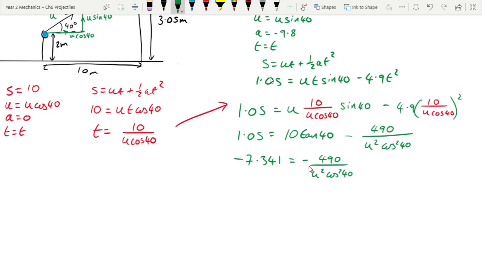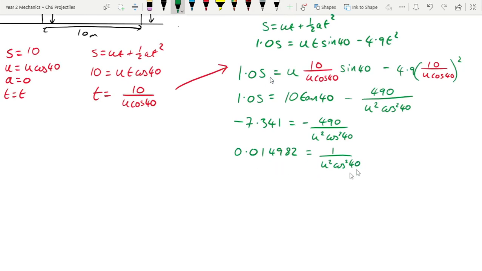Then what I'm going to do is divide both sides by minus 490. So I get 0.014982-ish. I'll probably just keep that in my calculator really, is 1 over u squared cos squared 40. Okay.